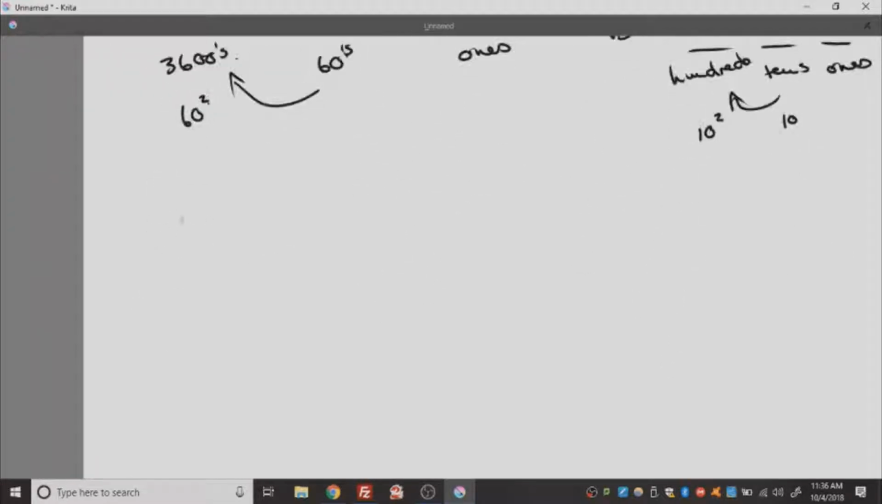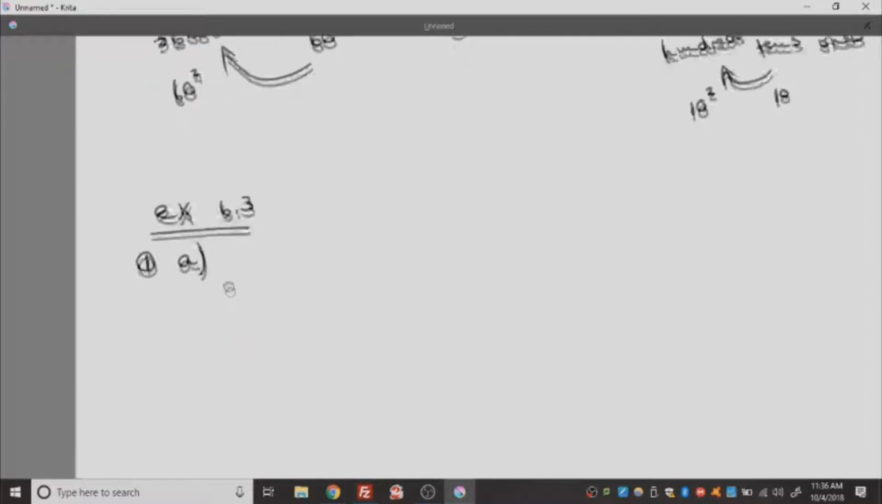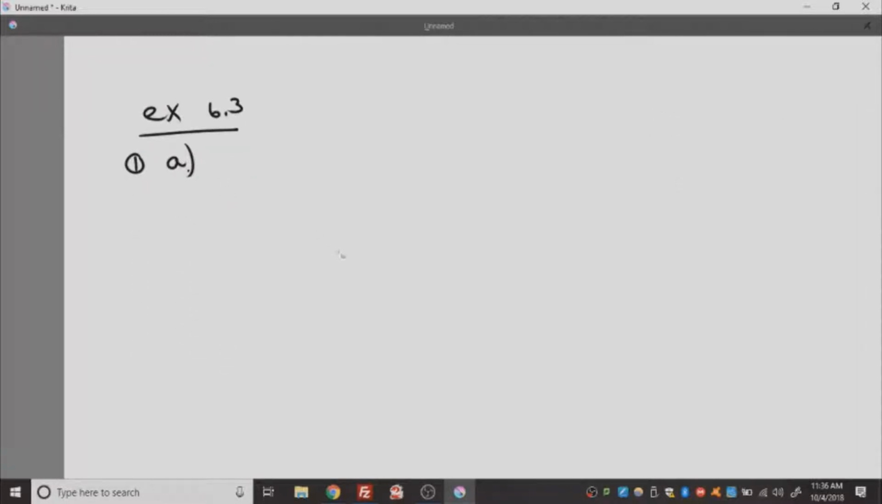So let's just do maybe exercise 6.3, the first one, which is a 3-place number. So maybe it helps you to just remember, okay, 1s, 60s, 3600s. I see 3 places very clearly. So that is what they're going to count. From right to left, left to right, I don't care. What is the quantity that sits in the 3600 place?